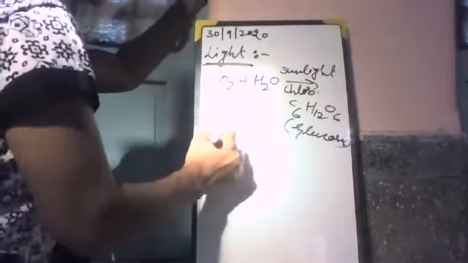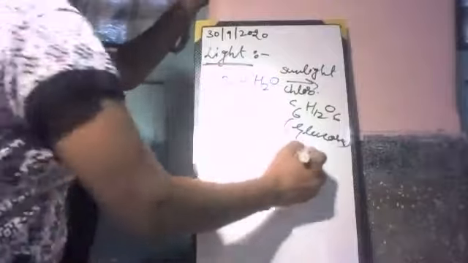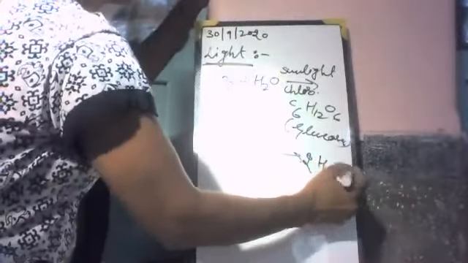One more example of this: when hydrogen and chlorine are kept in the sunlight, they react and form hydrochloric acid.